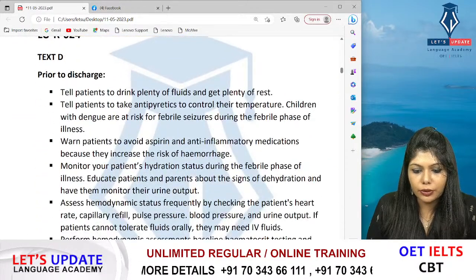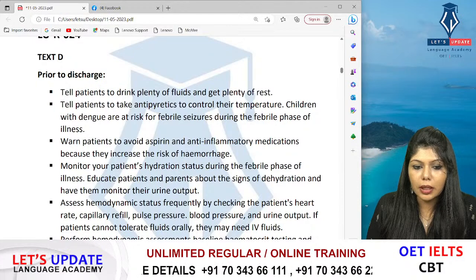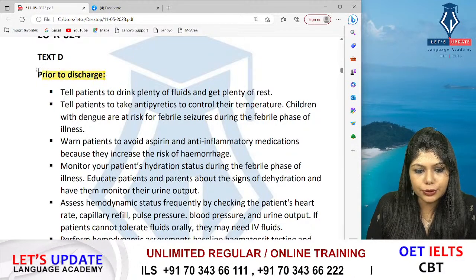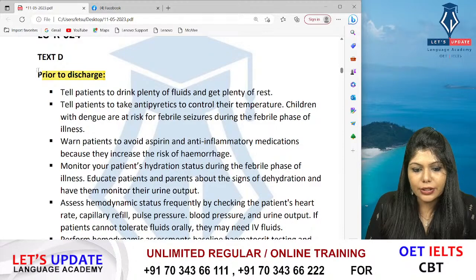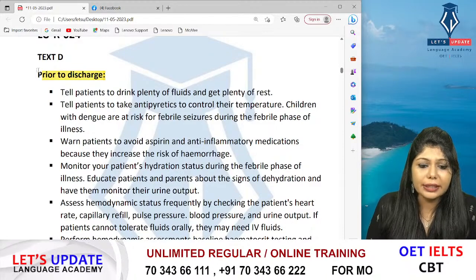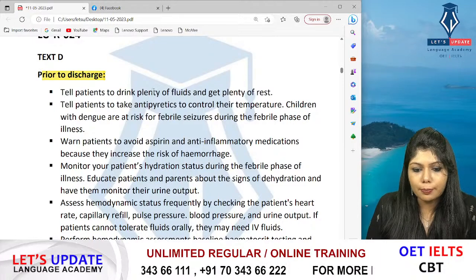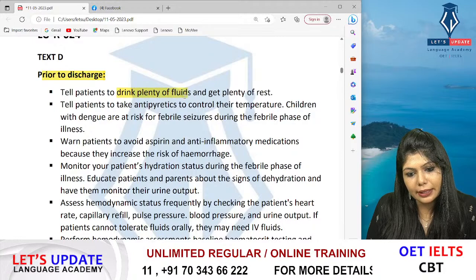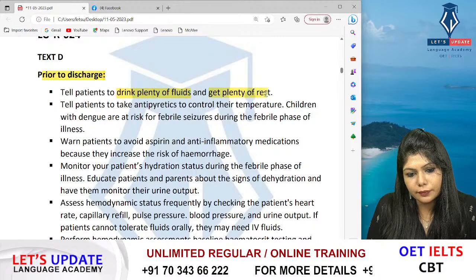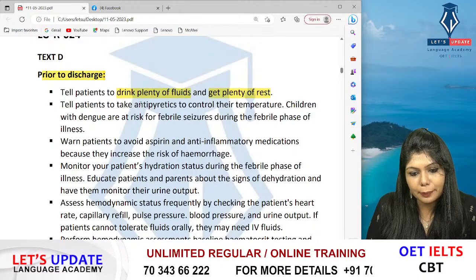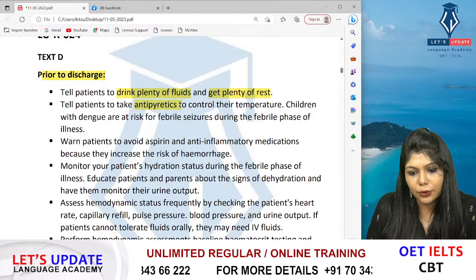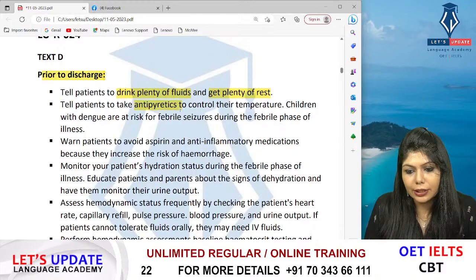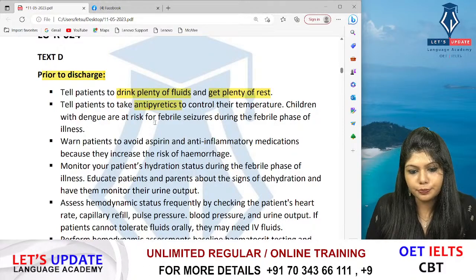So now moving to part D. Okay, you have this heading prior to discharge. So what are the steps you need to do prior to discharge? Tell the patient what advice you can give. Tell the patients to drink plenty of fluids and get plenty of rest. So I'll just highlight that information. Tell patients to take antipyretics to control their temperature. Children with dengue are at risk for febrile seizures during the febrile phase of illness.